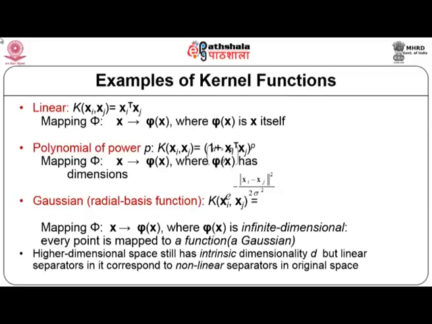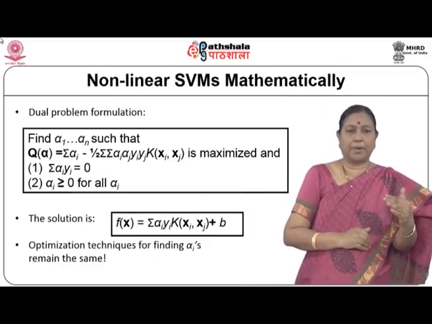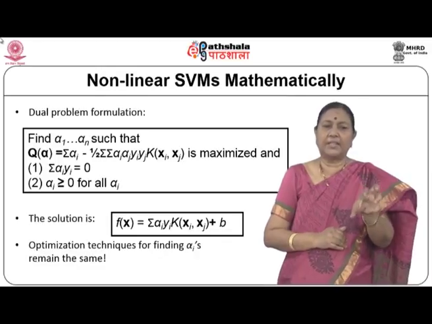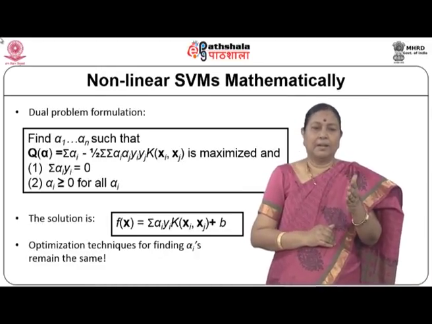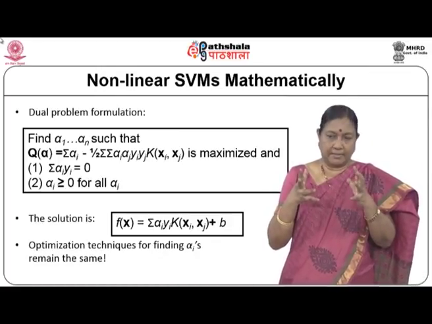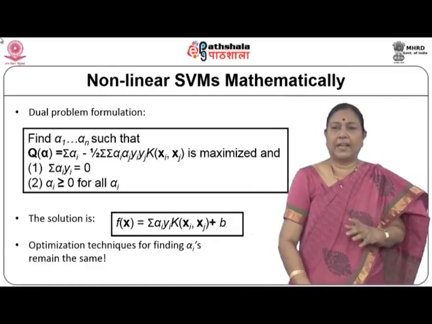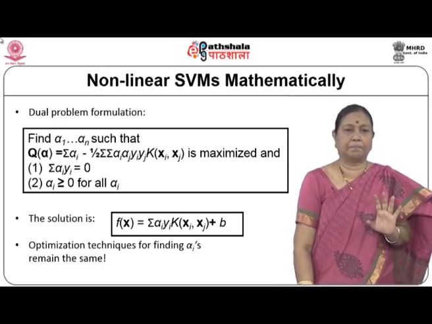So, high dimensional space still has intrinsic dimensionality d, but linear separators correspond to non-linear separators in the original space. So, whatever you get here as the linear separator, it corresponds to the nonlinear separator that you would have got in the original lower space. Okay. So, nonlinear SVMs mathematically, again you have the dual formulation problem, except that here you have additionally the kernel function, the solution is the function of x, the same thing that we saw for linear, except that here instead of xi and xj being put directly, we have a higher dimensional one. The optimization technique for finding the Lagrange multipliers remains the same.